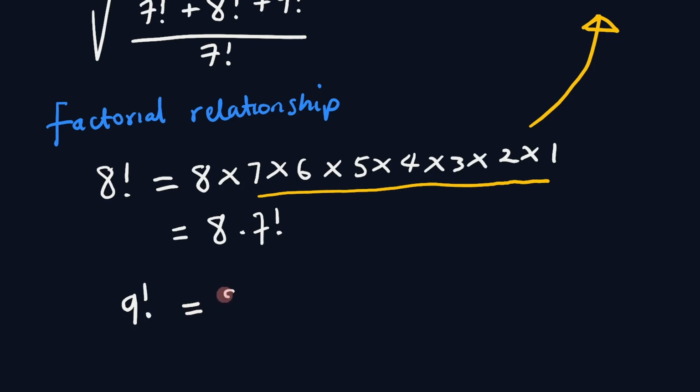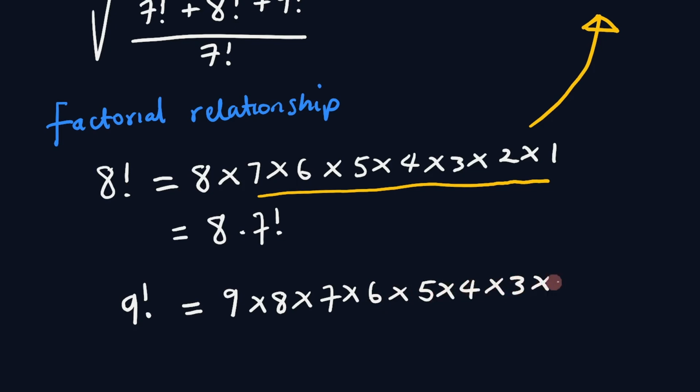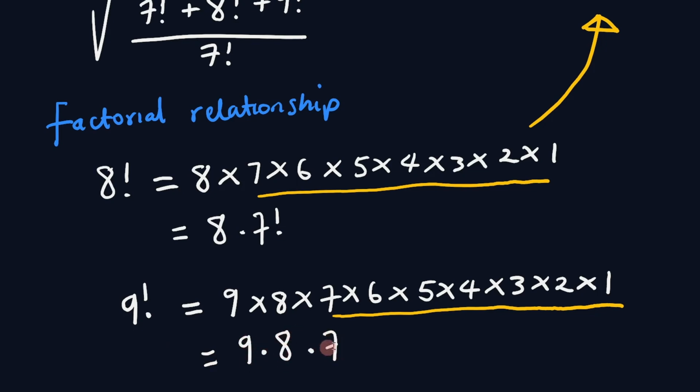9 factorial, we have 9 multiplied by 8 multiplied by 7 multiplied by 6 multiplied by 5 multiplied by 4 multiplied by 3 multiplied by 2 and then multiply by 1. We also see that from here we have our 7 factorial. Therefore, 9 factorial can be rewritten as 9 multiplied by 8 multiplied by 7 factorial.